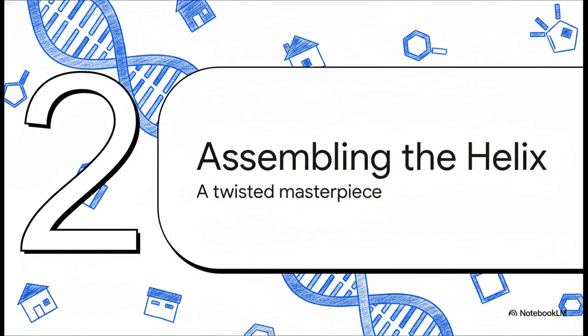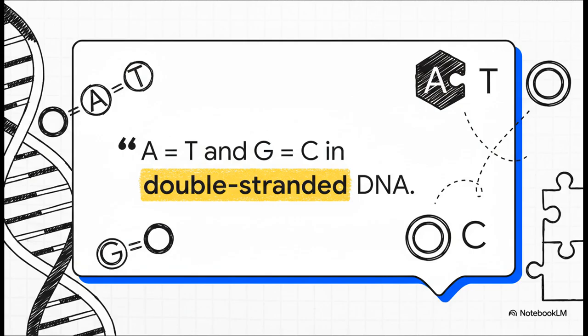Okay, so we've made our letters, the nucleotides. But how do you go from single letters to this incredible twisted masterpiece, the book of life itself, the double helix? Well, one of the first huge clues came from a scientist named Erwin Chargaff. He noticed something really specific. In any sample of DNA, the amount of A was always the same as the amount of T, and the amount of G was always the same as C. This wasn't a coincidence, it was a rule, and it pointed directly to a very specific pairing system.